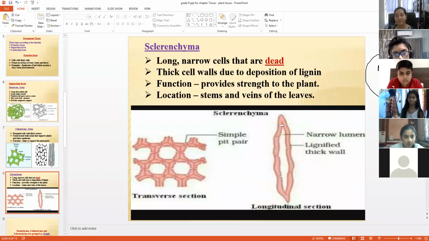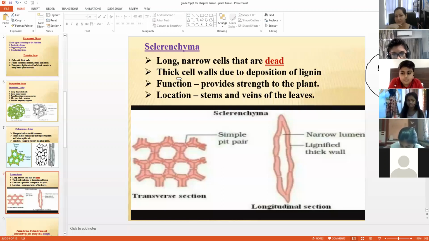So parenchyma is living, collenchyma is living. However, what is dead? Sclerenchyma is dead. Why is it dead? Because of thick cell walls due to deposition of lignin. Students, you should just remember, thin cell walls are living, they actively participate in cell division. Thick cell walls are dead, because they contain lignin.